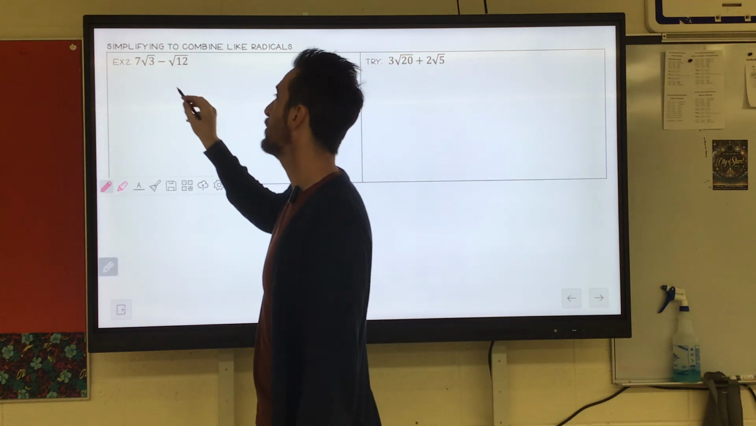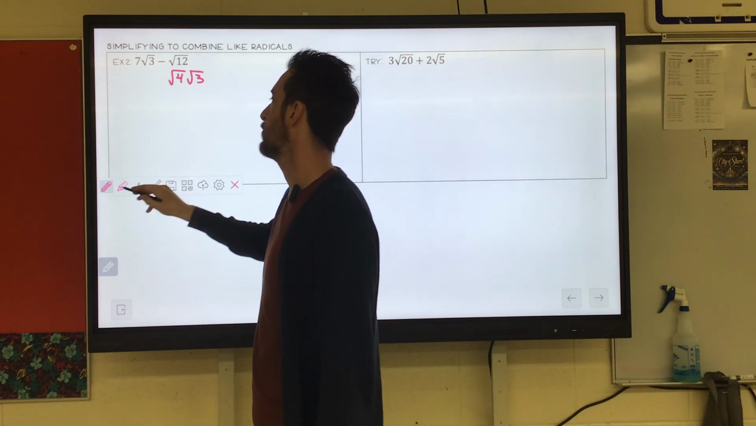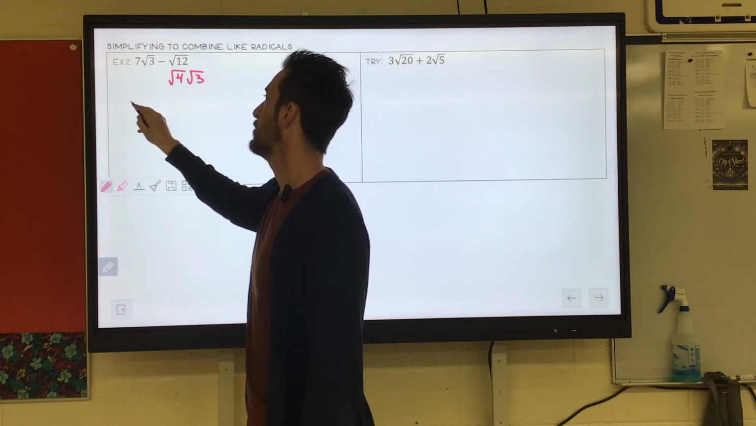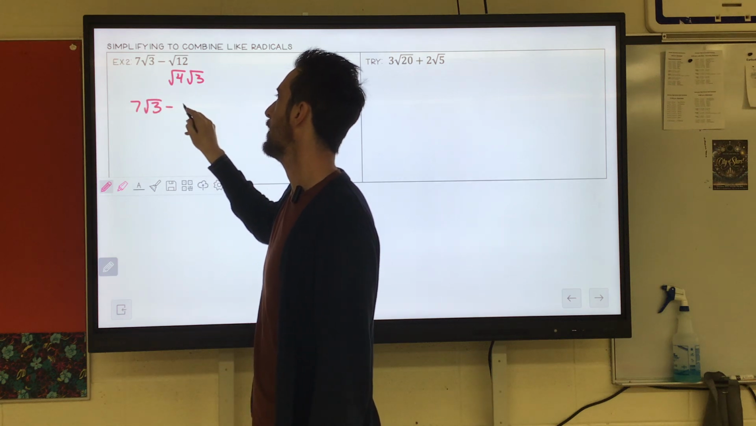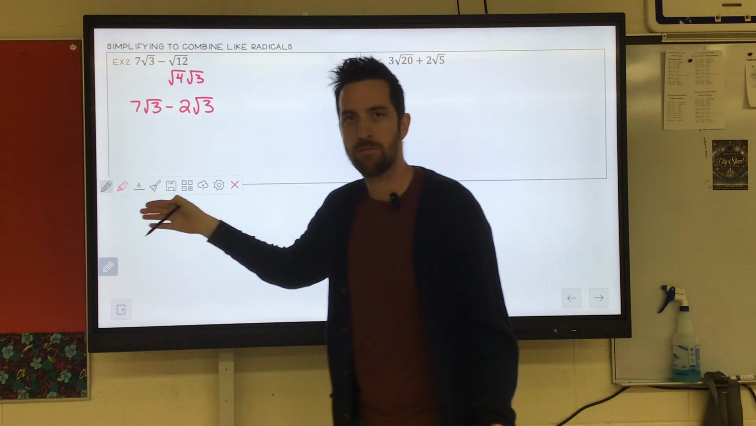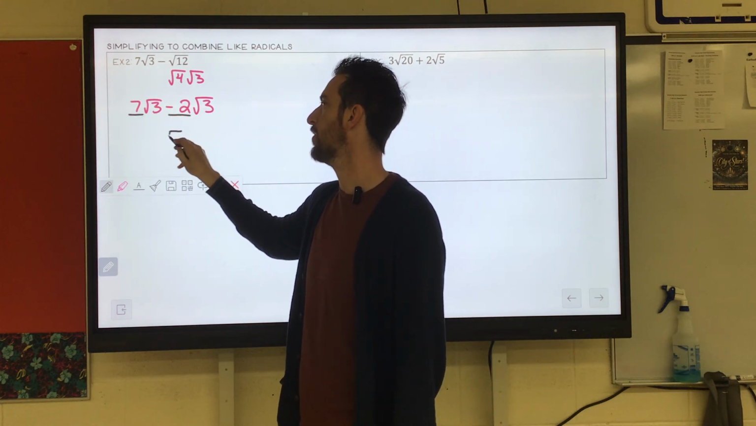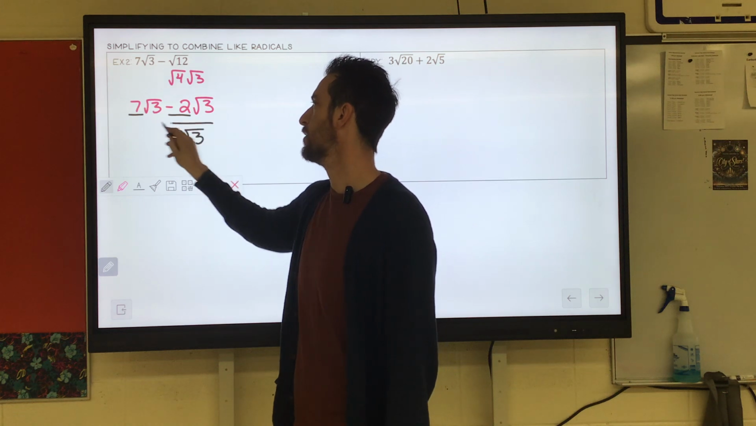So 12 is 4 times 3. The square root of 4 is 2. So this would be 7 root 3 minus 2 root 3. Now they're both root 3s. 7 root 3 minus 2 root 3. 7 minus 2 is 5. And we keep the root 3.